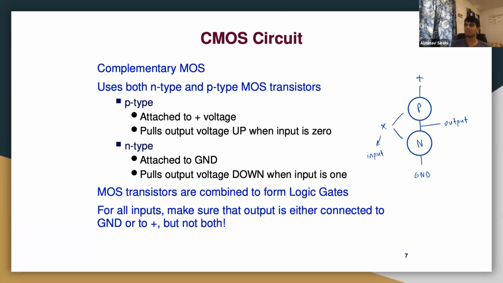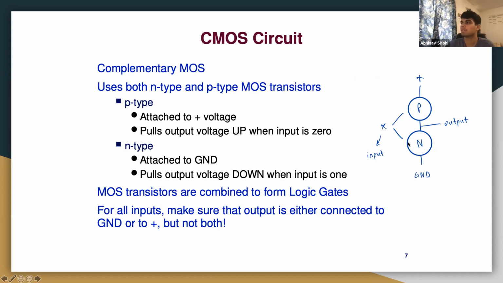We could use these N and P type MOS transistors to build a complementary MOS circuit. In this case, we combine the P-type and the N-type together. The P-type circuit gets attached to a positive voltage, and the N-type circuit gets attached to the ground. When you have an input going in, it goes into both circuits.